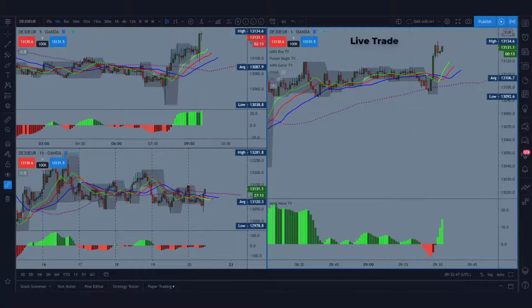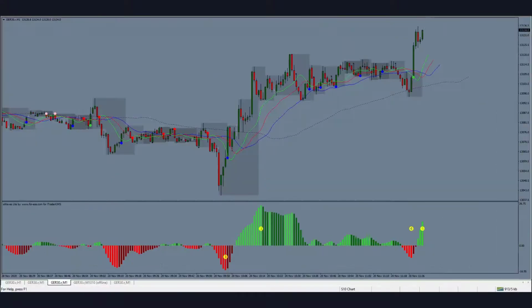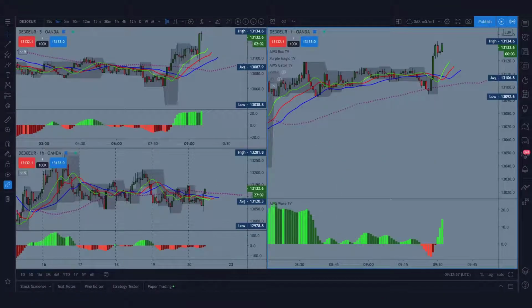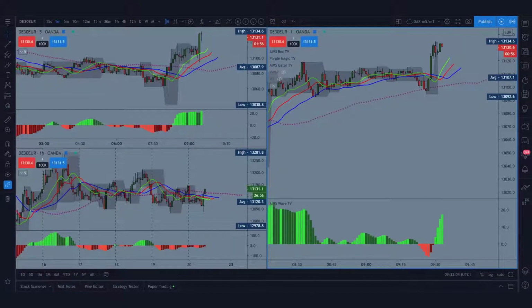Just setting my orders. Alrighty. So there's the order gone. The order would have been just here, above there. What's our price? 31.5. Going to the 15-second chart.